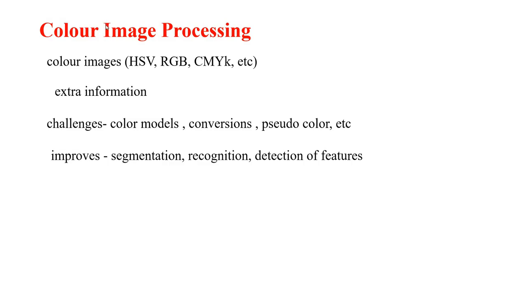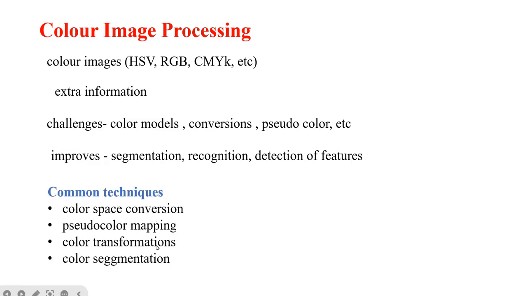Color image processing will improve the segmentation, recognition, and also the detection of features. Segmentation is separating the objects based on their color differences. Recognition is identifying objects or patterns using color cues. And feature detection is detecting edges, points, or boundaries more accurately using color contrast. Some of the techniques used are color space conversion, pseudo color mapping, color transformation, and color segmentation.